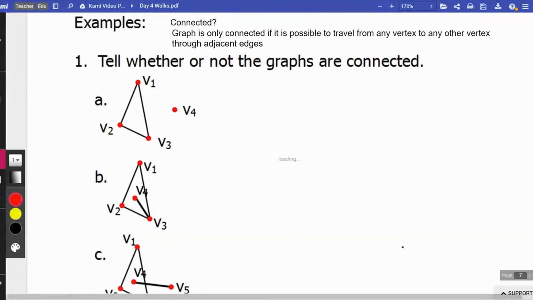So one last thing, I think, is if something is connected. A graph has to be connected if it's possible to travel from any vertex to any other vertex through adjacent edges. It just means, starting at any point, can you get to all points? And it just has to be through a walk. It doesn't have to be a path or a circuit or anything. So I see right here that there's no way I can get to V4. There's no edge that connects to it. So simply, no, it's not connected. This guy, if I start at V1, I can go V2, I can go that edge, here, here. I can go to V4, and I've hit all of the vertices. So yes.